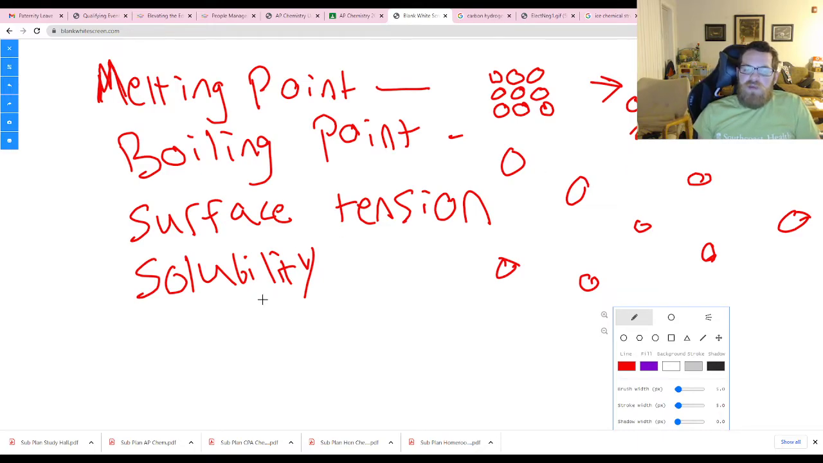Right, and again, this also affects things like solubility. If something is more polar, it will dissolve better in water. Polar things dissolve polar things. Non-polar things dissolve non-polar things, and this has to do with the presence of or lack of intermolecular forces.